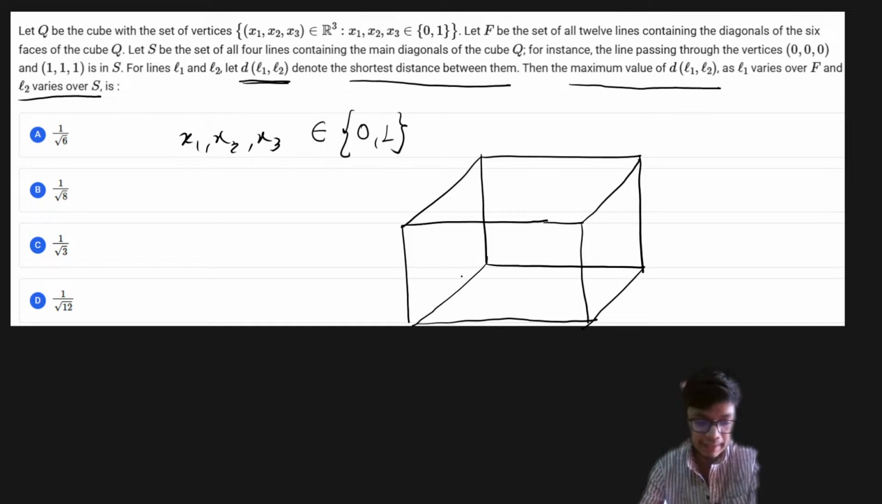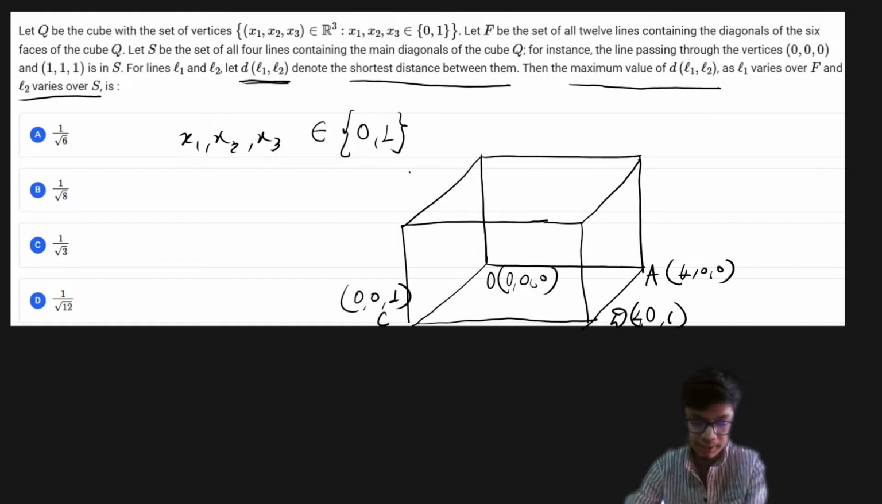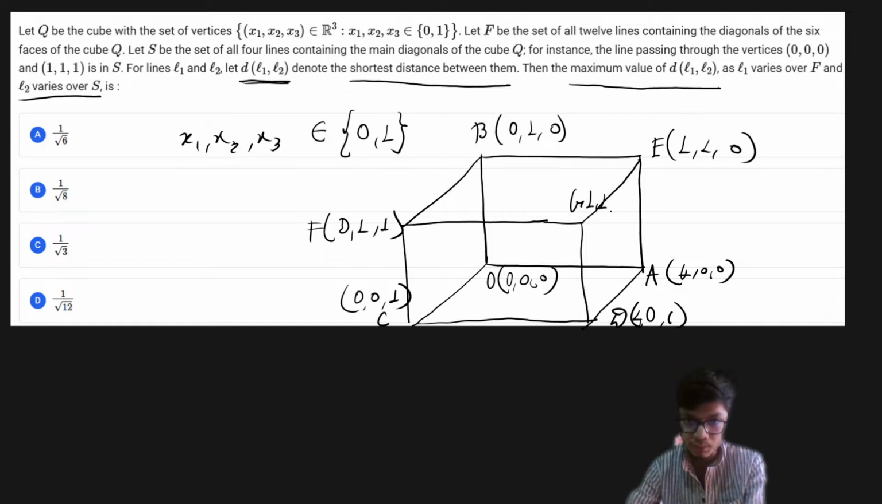right? Now, if I name the faces and vertices of the cube, let us start from O as the origin, which is 0, 0, 0, and similarly this D is 1, 0, 1. Similarly, A will be 1, 0, 0, and this let us call C, which will be 0, 0, 1. Let us call this particular vertex B, that is 0, 1, 0. This is E, that is 1, 1, 0. This is F, that is 0, 1, 1, and that is G, which is 1, 1, 1. Right. So with this, I am able to finish the cube over here, right?